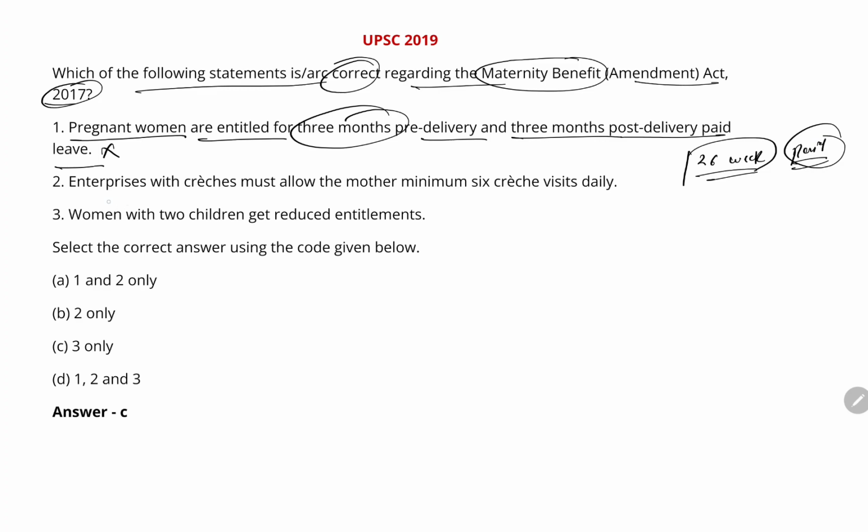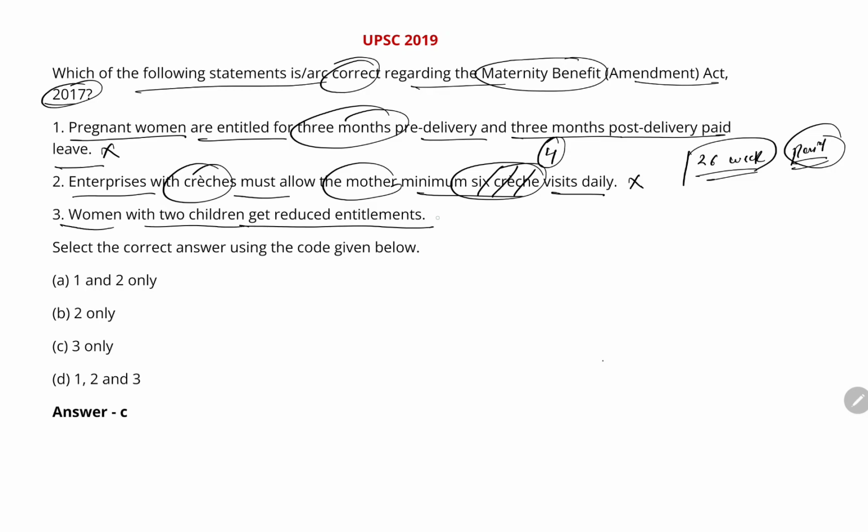The second statement is the enterprises with creche must allow the mothers for the maximum 6 creche visit daily. This statement is also incorrect because it is not 6 creche visit, it is the 4 creche visit daily. The third statement is that the women with the 2 children get reduced entitlement. This statement is correct.